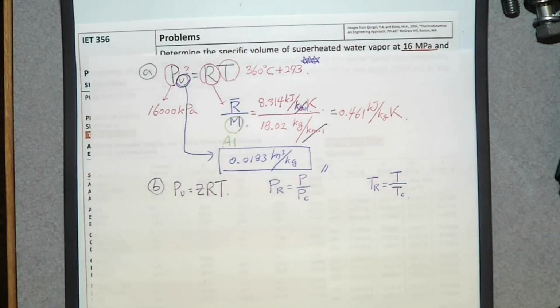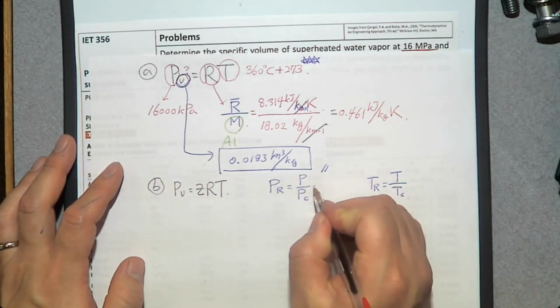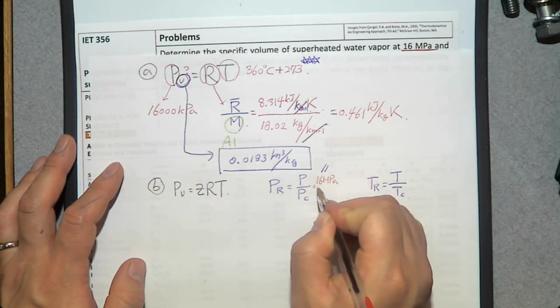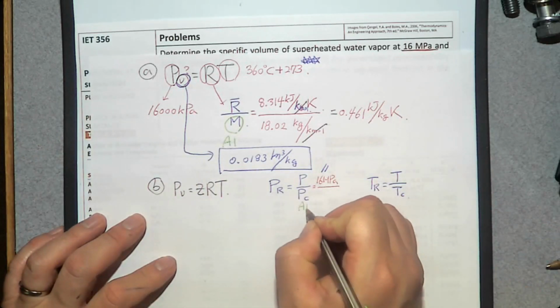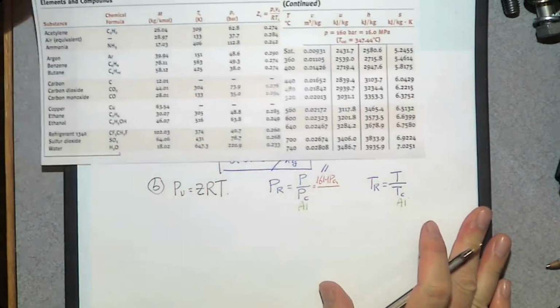Then what is the pressure of our system? 16 megapascal. So this one is 16 megapascal. And what is the critical pressure? Where do we get this critical pressure and critical temperature? From table A1. So let's go to table A1.